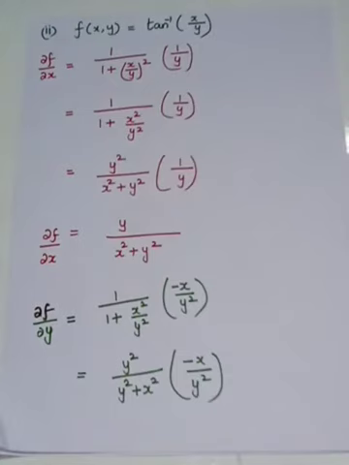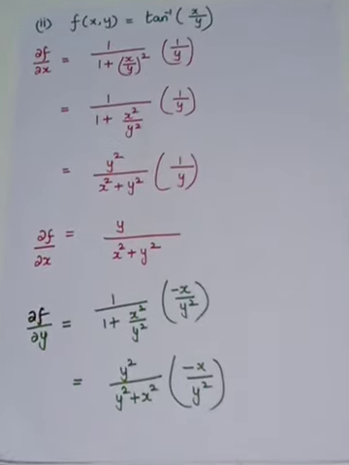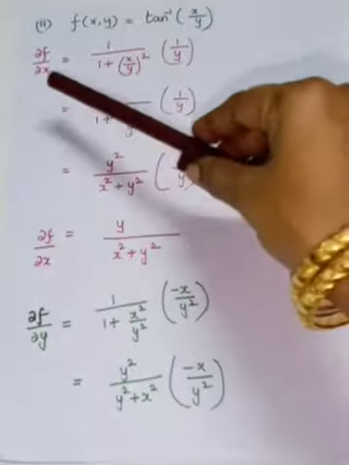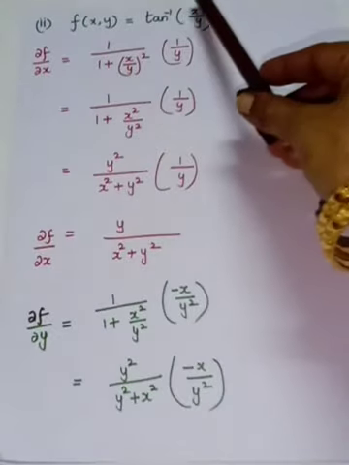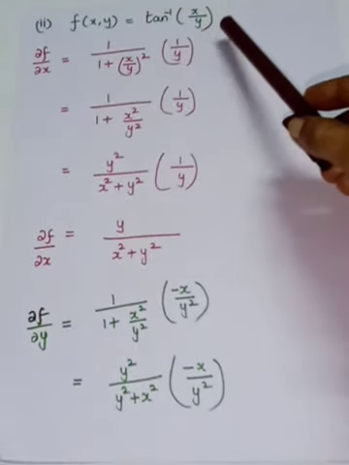What we are having here? It is f(x, y) equal to tan inverse of x by y. First step, what you have to do? You have to differentiate f partially with respect to x. So you have to treat y as constant. You see that now the function is tan inverse of x by y.